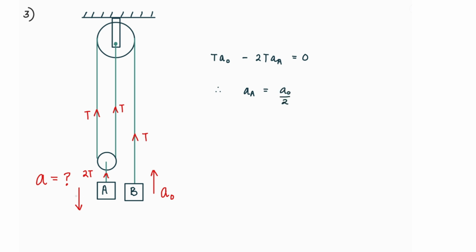So block A is moving in the downward direction with half the acceleration of block B, with which B is rising in the upward direction. So this is the answer to this particular problem, which is the third problem in the constraint motion series.